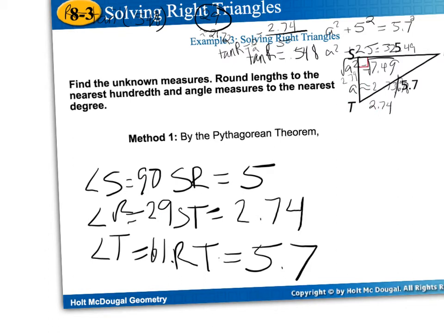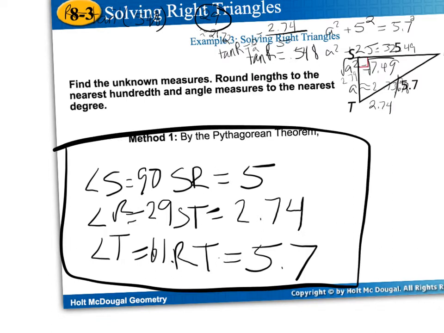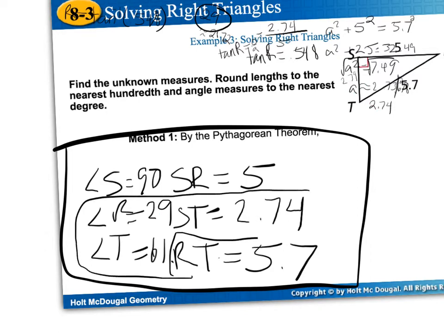Okay, so these are your angles and sides. Your answer is the ones that you didn't have. They gave you S, they gave you SR, so this right here would be your answer. These are the three things that you did not know, that you now do know. That was a 5-minute problem. How long did that take? All right, so that was method 1.